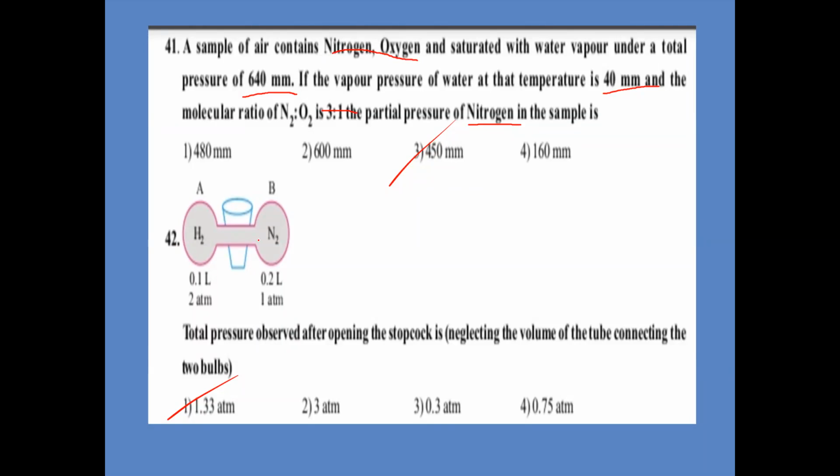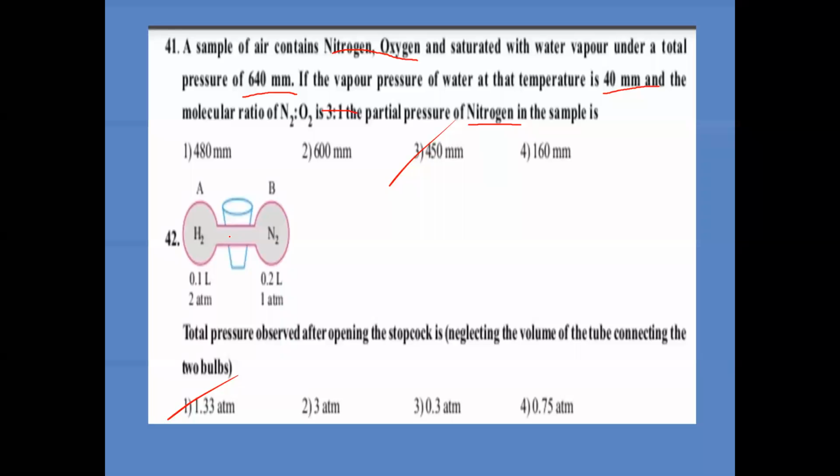A bulb, hydrogen bulb, and a nitrogen bulb. These two are connected by a valve. Initially the hydrogen bulb volume is 0.1 liters. And what is the pressure of hydrogen gas in bulb A? 2 atm. In bulb B, nitrogen gas is there with 0.2 liters volume and 1 atm pressure. Now the total pressure observed after opening the stopcock. When you open the stopcock, hydrogen and nitrogen, both gases will intermix with each other. After opening the stopcock, what is given in the bracket? Neglecting the volume of the tube containing the two bulbs.